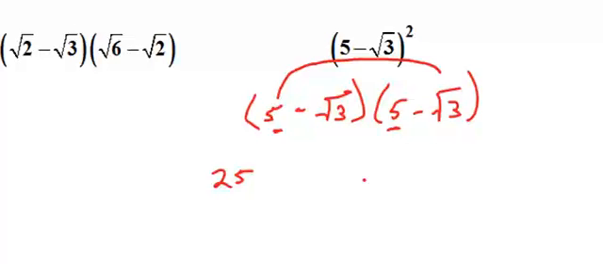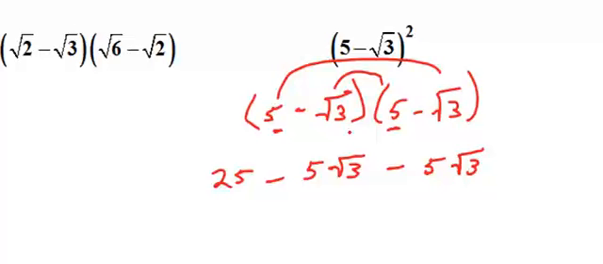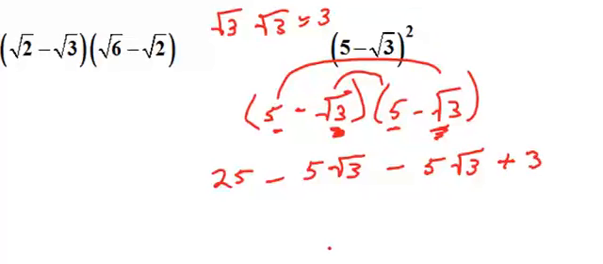Outer times outer, positive times negative, and we have negative 5 times the square root of 3. Inner times inner, negative times a positive, and we have negative 5 times the square root of 3. The last times the last. Well, the square root of 3 times the square root of 3 is 3. And a negative times a negative is a positive.